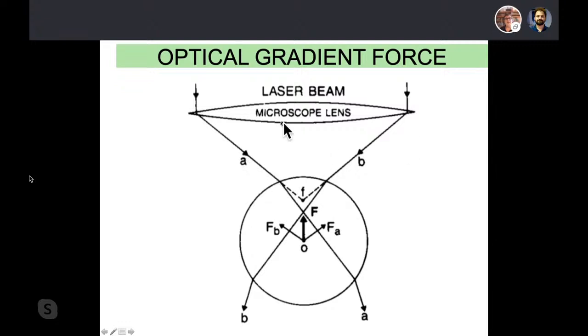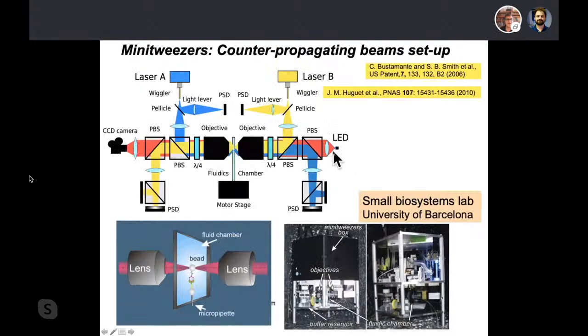So this high angle of rays by a high numerical aperture objective is the principle that makes the optical tweezers operate, by taking advantage of this optical gradient force. Now we can implement this principle of the optical gradient force in instruments, and you may have seen many different kinds of instruments that are based on the same principle.